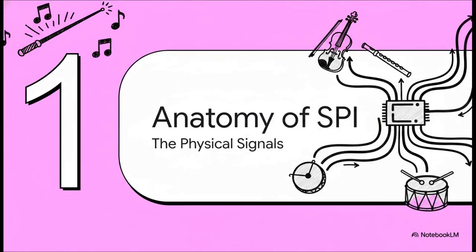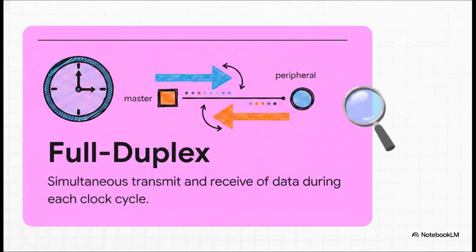Let's kick things off with Section 1, Anatomy of the SPI bus, the physical signals. To really grasp what makes SPI tick, I want you to imagine a symphony orchestra. You've got a central conductor, which is our master controller, and various instruments representing our peripherals. To keep them all playing in perfect seamless harmony, they use a full duplex setup.